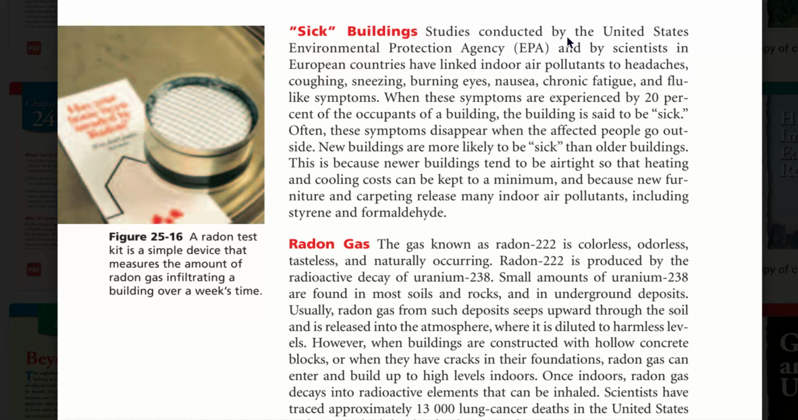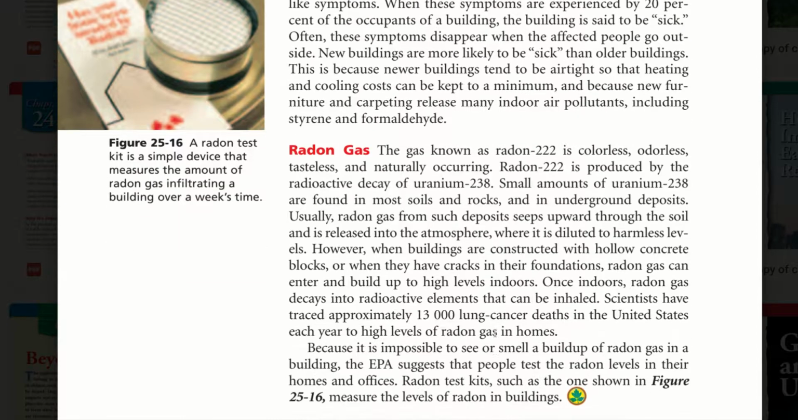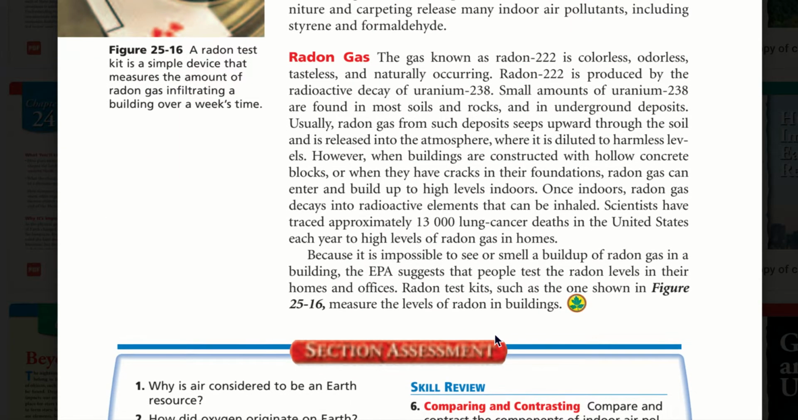This is because newer buildings tend to be airtight so that heating and cooling costs can be kept to a minimum, and because new furniture and carpeting release many indoor air pollutants, including styrene and formaldehyde. Radon gas. The gas known as radon-222 is colorless, odorless, tasteless, and naturally occurring. Radon-222 is produced by the radioactive decay of uranium-238. Small amounts of uranium-238 are found in most soils and rocks and in underground deposits.